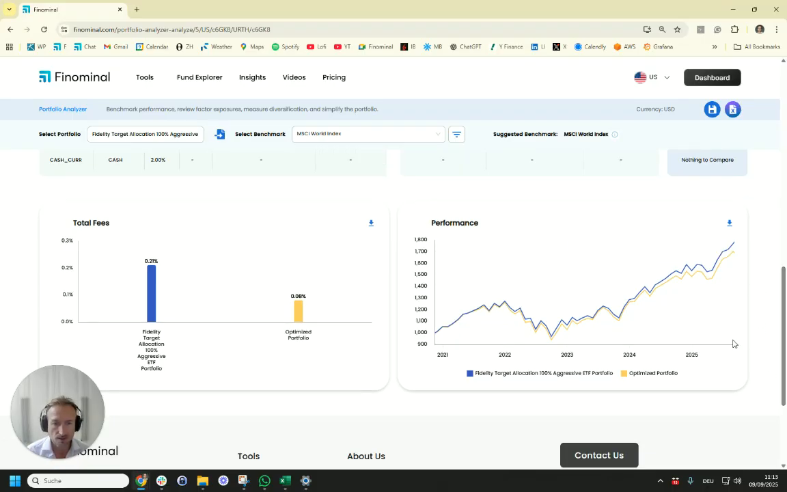So over here, we do see that the Fidelity model portfolio did slightly outperform this optimized portfolio. Having said that, the optimized portfolio would be cheaper at 8 basis points versus 21, and the outperformance is not consistent.